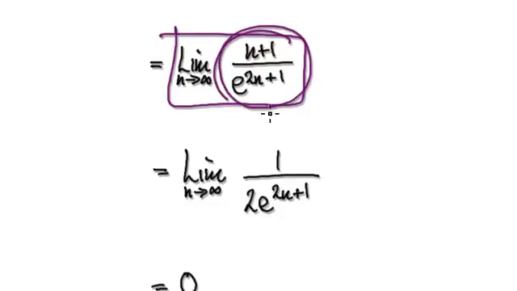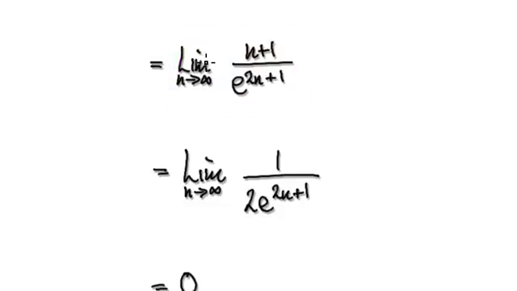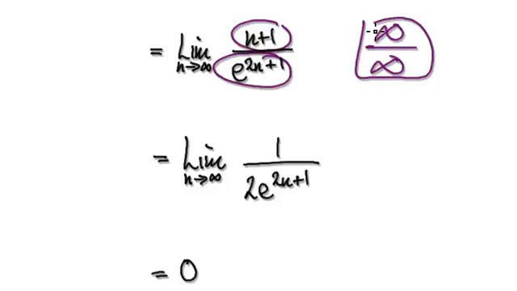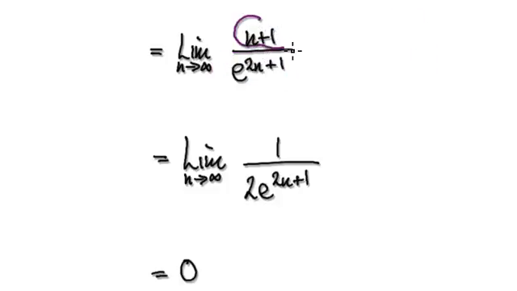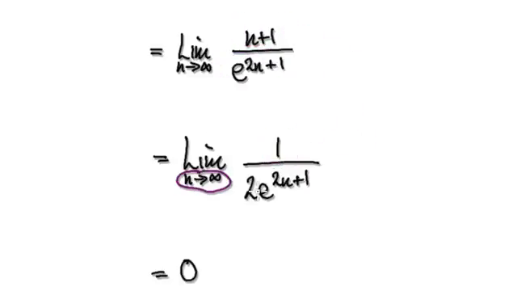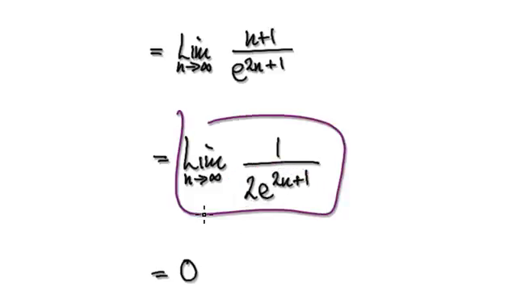Now it's just a matter of determining the limit of this as n heads towards infinity. As n heads towards infinity, the numerator will be infinity and the denominator will be infinity. This is an indeterminate form, so we can use L'Hopital's rule: differentiate the top, differentiate the bottom, and then evaluate it again. As n heads towards infinity, the whole thing is going to be 0 because the denominator will just get bigger and bigger. So the limit of this whole thing as n heads towards infinity will be 0.